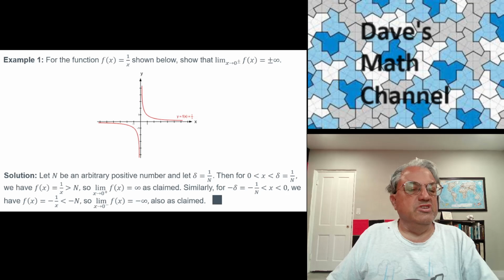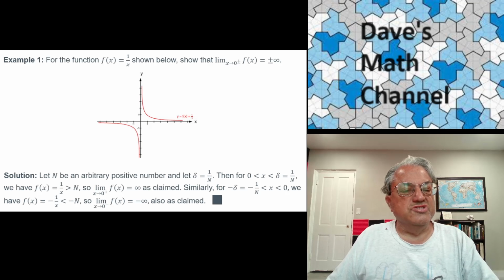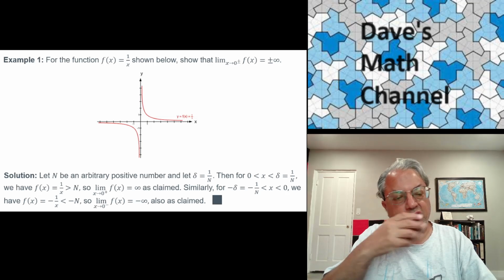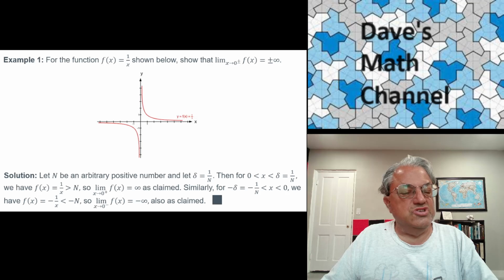And this is a pretty easy example. It's a good one to start with. This is just the standard hyperbola y equals 1 over x, which I'm sure you guys have seen before. It has two asymptotes. One's the x-axis, the other's the y-axis. And I think you can kind of see intuitively that this function approaches either infinity from above or minus infinity from below as x approaches 0. So anyway, that's pretty intuitive from the graph, but we still have to prove that.